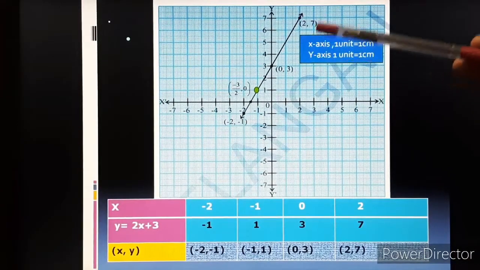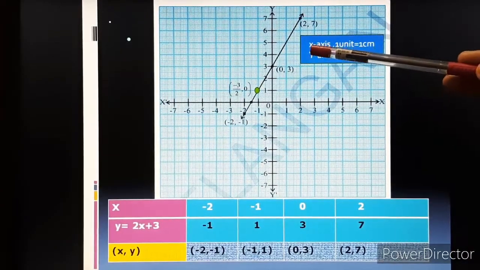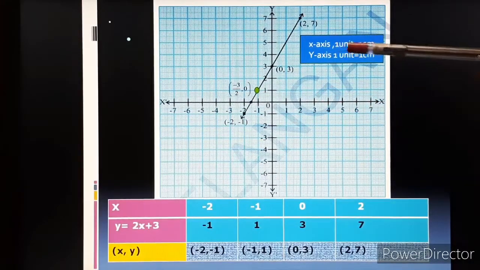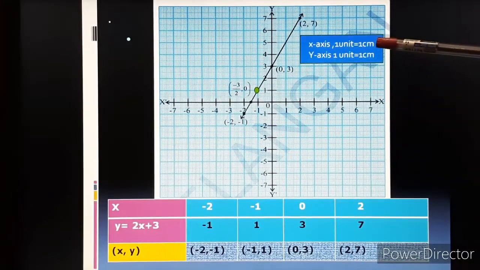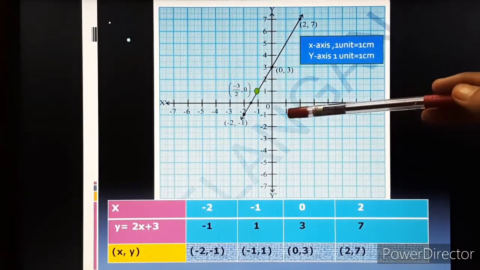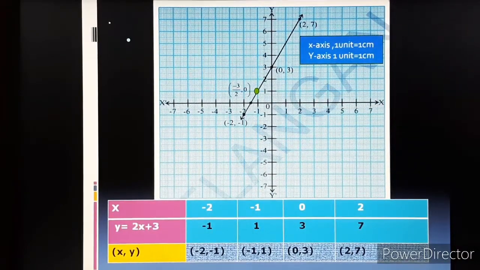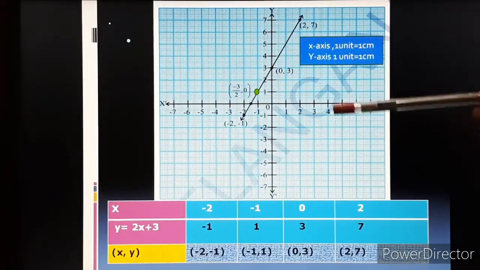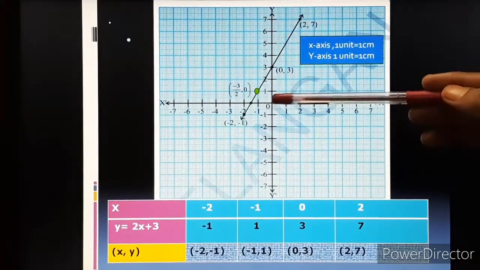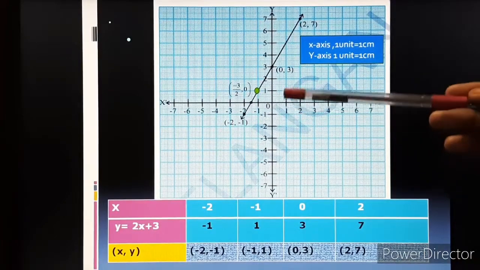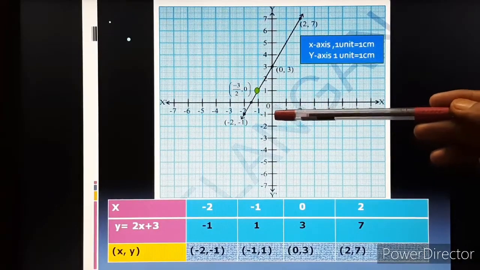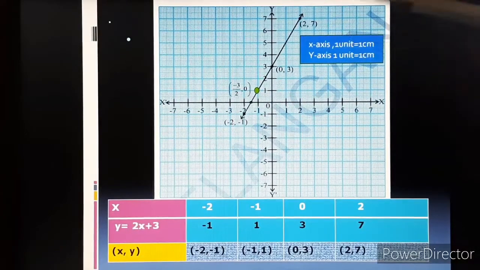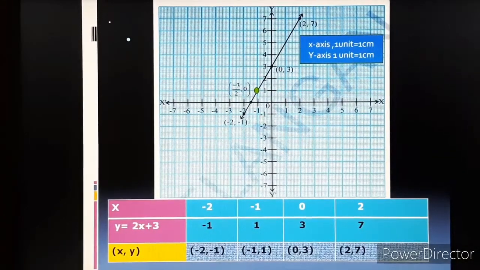Here we have to write it like this. X axis. For 1 unit we have taken 1 centimeter. In other graphs, we'll see 100, 200, 300, 400 like that. That means for 1 unit we have taken 100. But here we are taking one unit as 1 centimeter. So on the x axis, 1 unit is equal to 1 centimeter.